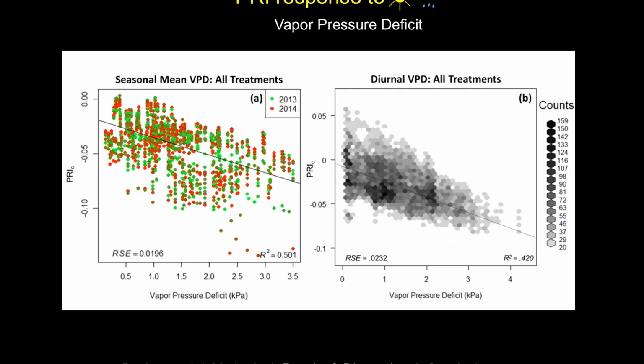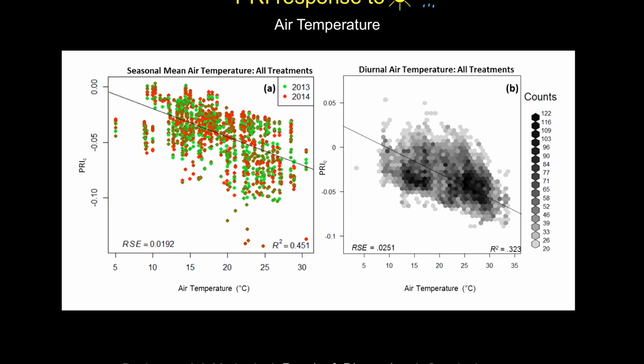So if we take all those vapor pressure deficit measurements and look at them, looking at the mean VPD throughout the season on the left there, and then also the diurnal VPD throughout the season on the right, we can see fairly convincing trend in decreasing PRI-C with increasing VPD, both on a seasonal and a diurnal time step. Similarly, we see a response to air temperature, where we see a decrease in PRI-C with increased air temperature, both on the seasonal time step on the left and then diurnal time step on the right.